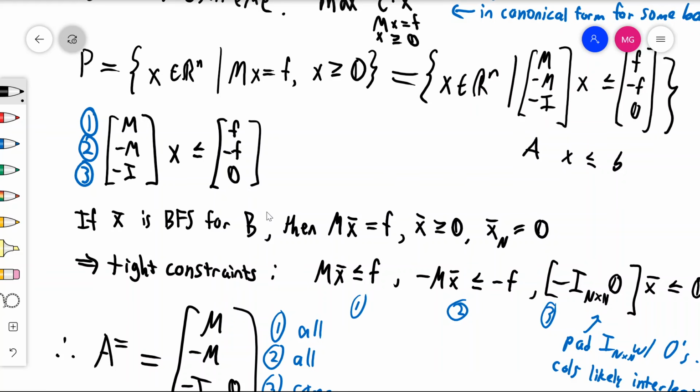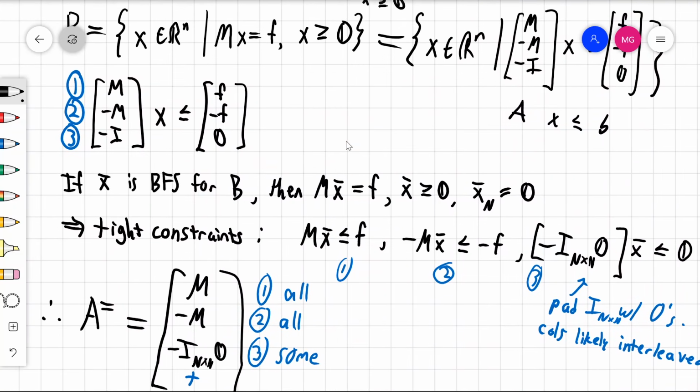If it's a basic feasible solution for this basis B, then what we know is that it satisfies the constraints. So it satisfies M x bar equals f and x bar is non-negative. And since it's basic, we know that the non-basic components of x bar are all zeros. So what does that tell us about the tight constraints of this system that we've been given? Because again, we are using the characterization from the other video, so we need to figure out what the matrix of tight constraints is first.